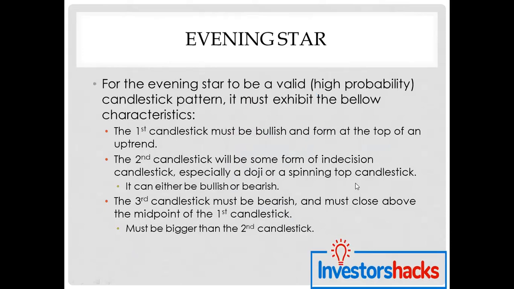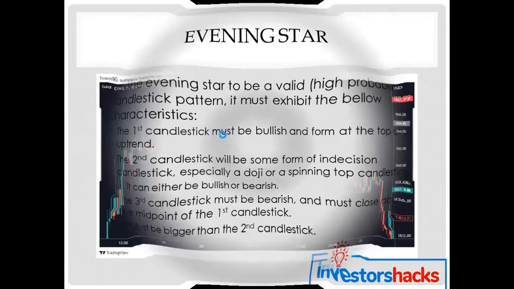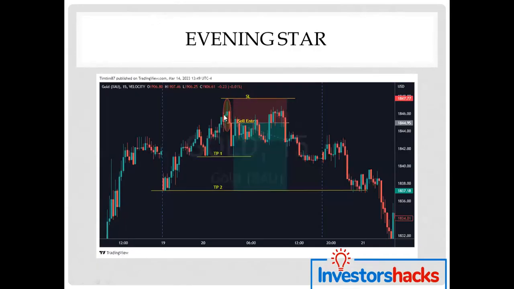For the evening star to be a valid or high probability candlestick pattern, it must exhibit the below characteristics. Number one, the first candle must be bullish and form at the top of an uptrend. So this is our first candle. It must be bullish and form at the top of an uptrend. So this was an uptrend, and it formed at the top of an uptrend. Okay.